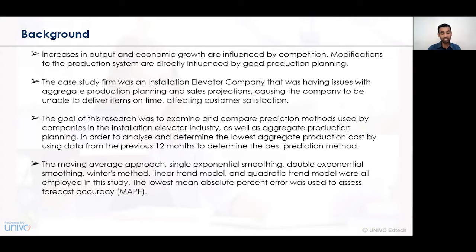So based on the several components of the moving average, single exponential, double exponential smoothing, Winters method, linear trend model and quadratic model, one model has to be selected, and that is the model which gives a resultant output of the minimum MAPE. What is a MAPE? A MAPE is a mean absolute percent error. That particular model needs to be selected.